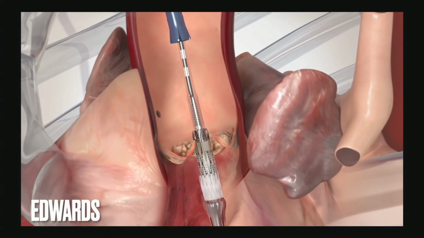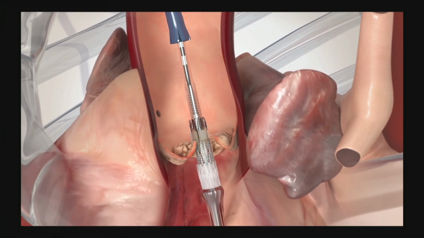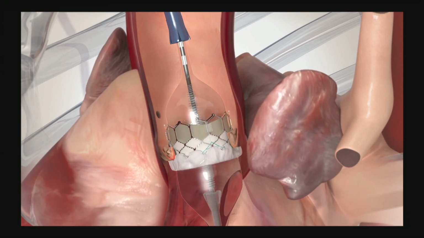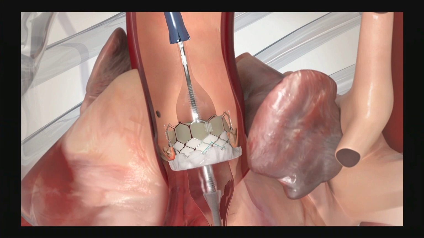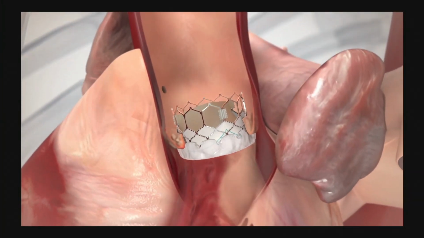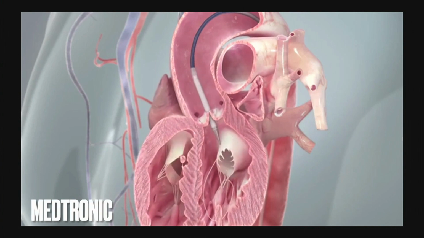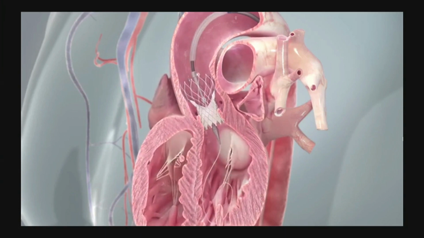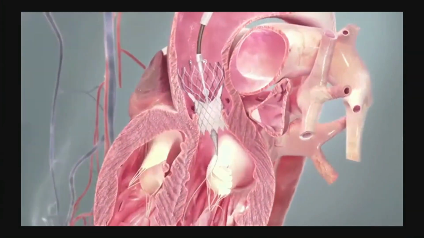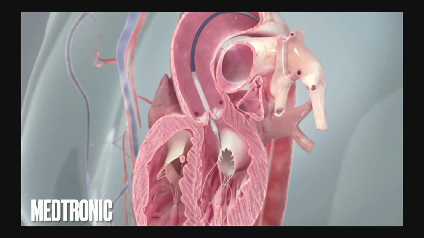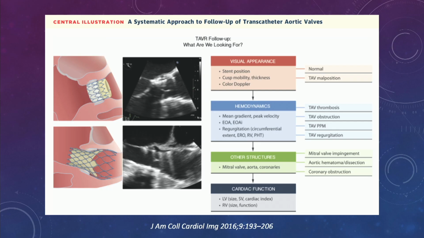The Edwards valve needs to be deployed and placed by inflating a balloon after the valve has been correctly positioned. And it's got a small profile, it's cylindrical in shape. And that's what the valve looks like after it's deployed. The Medtronic valve, on the other hand, is a self-expanding valve. After it's deployed, you can appreciate that it's got a cylindrical or smaller part in the LVOT, and it becomes bigger in the proximal ascending aorta.